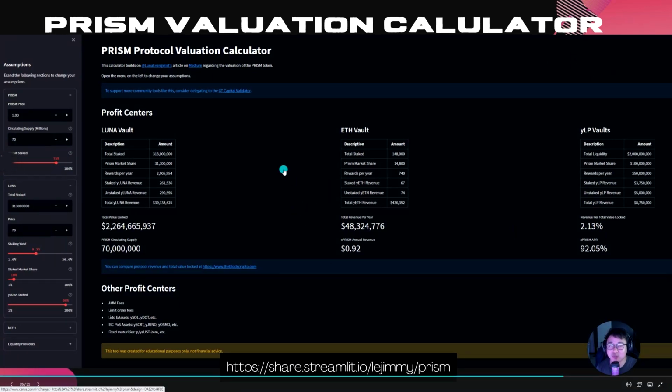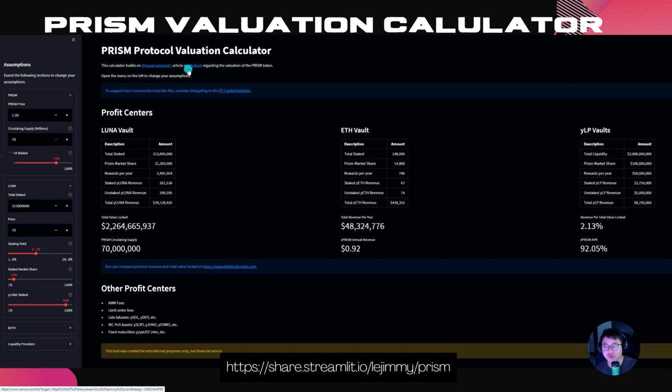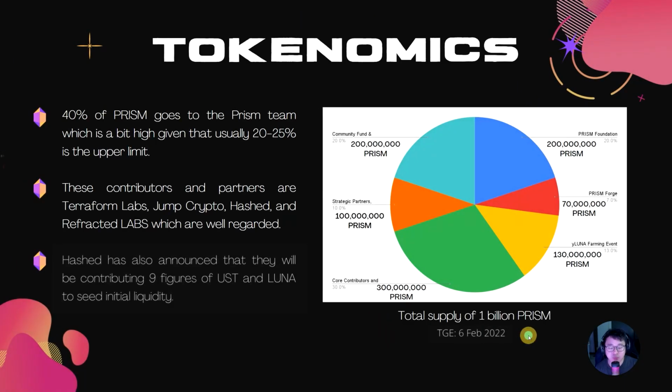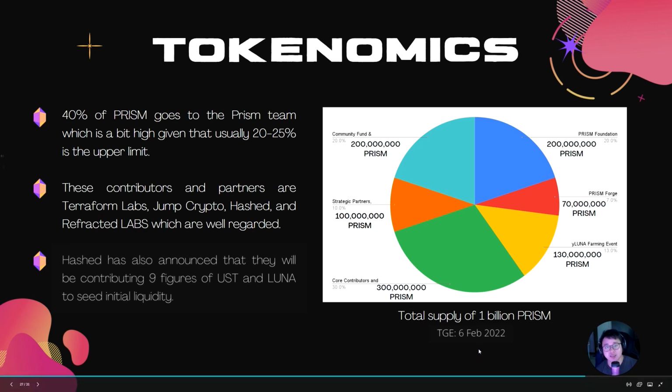So Lejimi from Prism as well as GT Capital has provided a pretty nice Prism Protocol valuation calculator. I'll put a link down in the description below, and you can go in there to play around and basically estimate what the price of Prism should be based on certain variables. So there's a total supply of 1 billion Prism, and the TGE is on the 6th of February, which is going to be a Saturday.